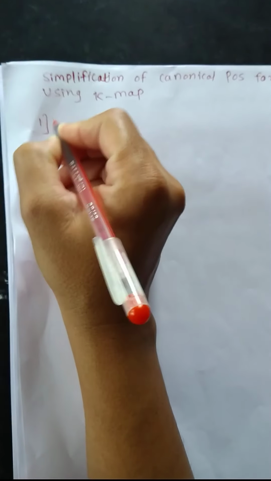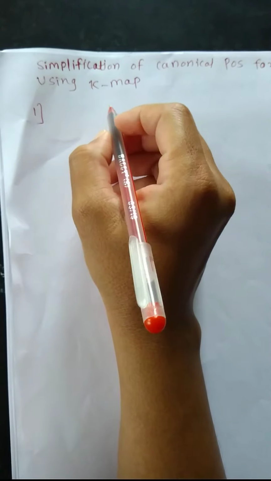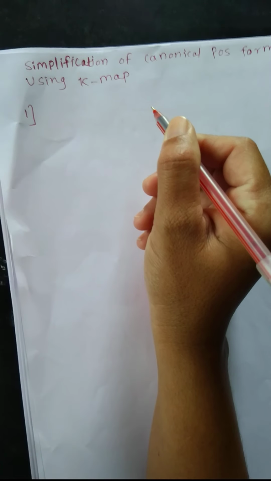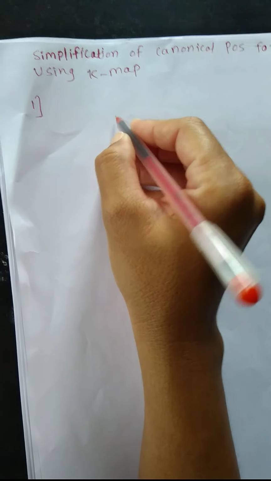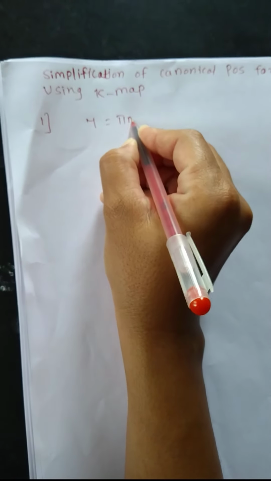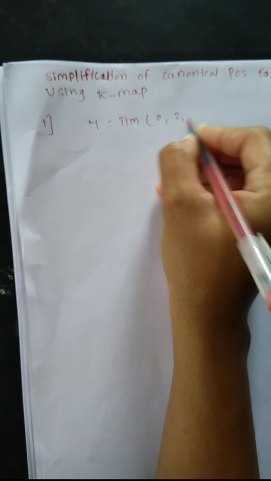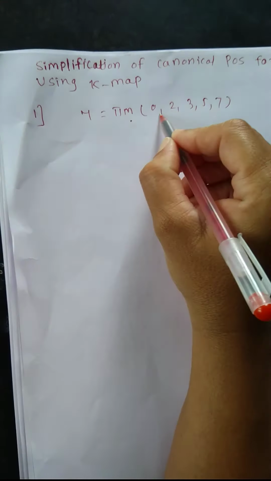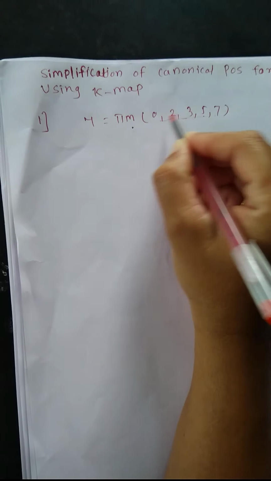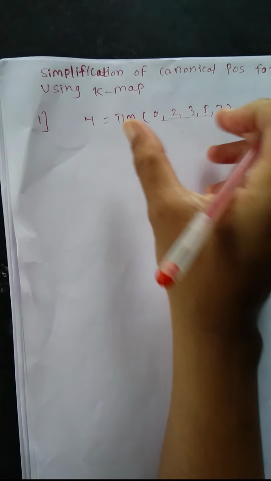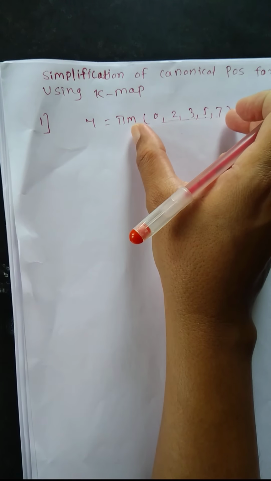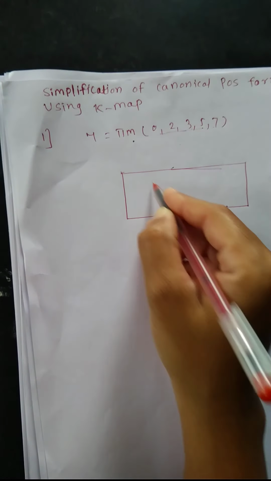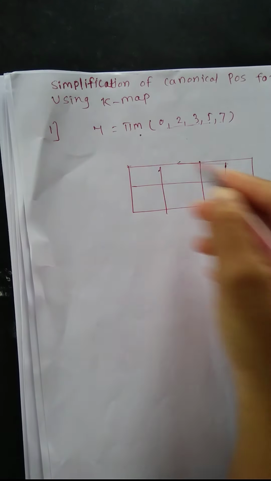First, one example. In this example, we minimize a POS expression, Y equals pi M of 0, 2, 3, 5 and 7. This pi M indicates that these values are max terms, and the expression is in POS form. The values are from 0 to 7, so we require a 3 variable K-map structure. In this 3 variable K-map structure, there are 8 boxes.